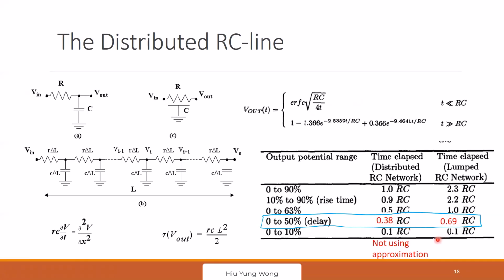Okay, this is different from Elmore. Elmore is talking about this one divided by 2, which would be 0.345, right? But Elmore by itself is an approximation. Here, what I'm giving you is the real one. Okay, so we are going to use 0.38 in the calculation when you don't need to do any derivation. Okay.